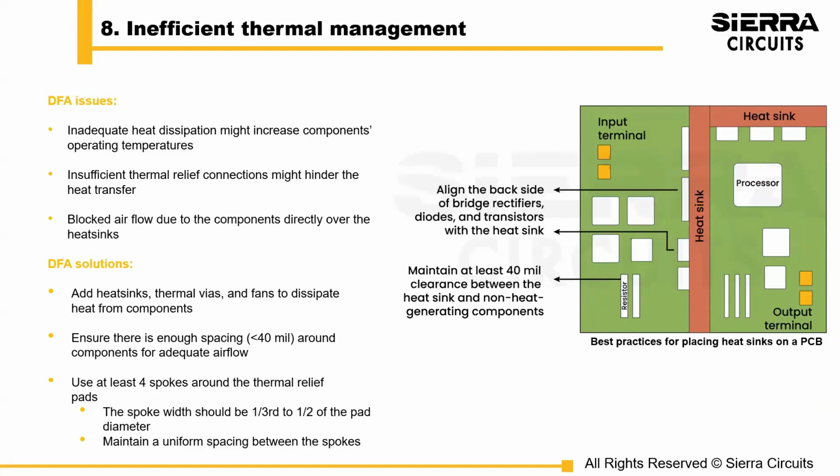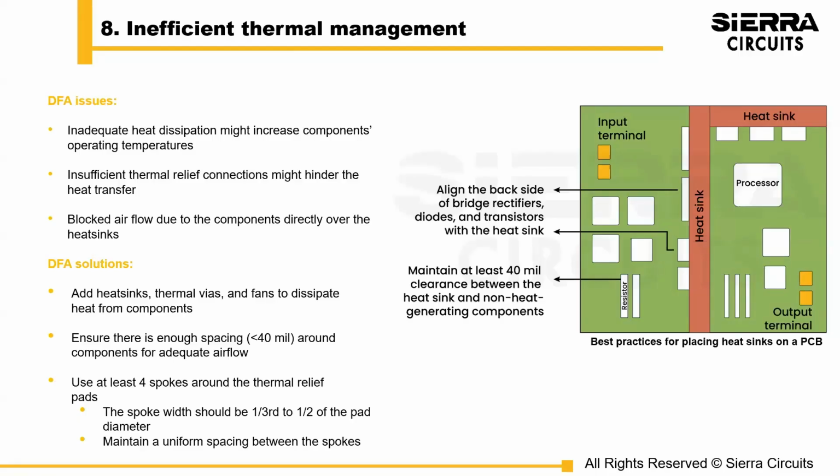Inefficient thermal management is also a very commonly seen issue. Inadequate heat dissipation might increase components' operating temperatures. Also, insufficient thermal relief connections might hinder the heat transfer. Blocked airflow due to the components directly over the heat sinks is also a very commonly seen issue. To dissipate heat from components efficiently, you need to add heat sinks, thermal vias, and fans. Also ensure there is enough spacing around components for adequate airflow.